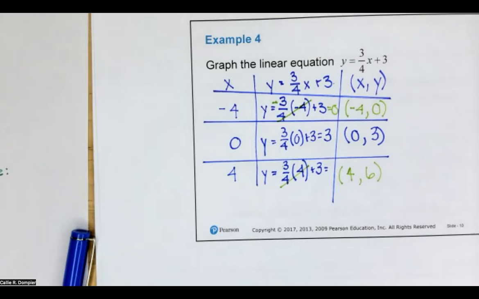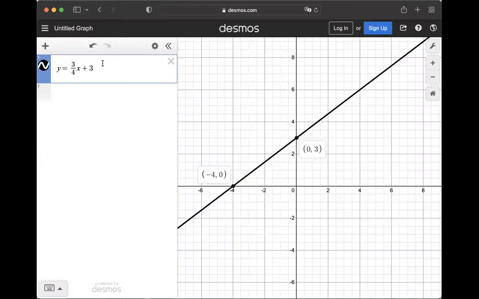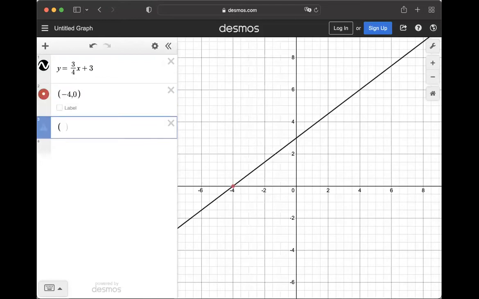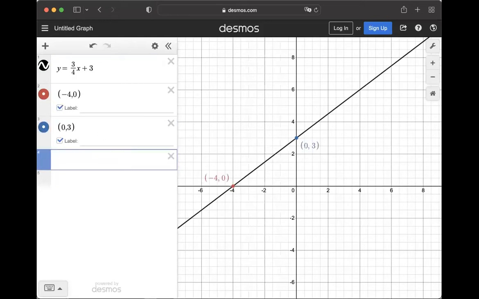If we go back to Desmos and we plot the points -4, 0, 0, 3, and what was the other one? 4, 6. You should see that they are all on the line. So that's how you graph them.